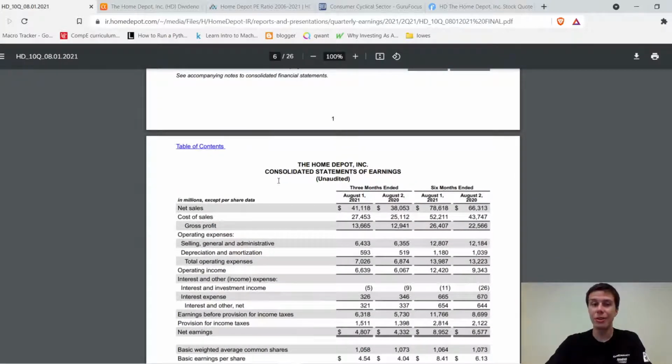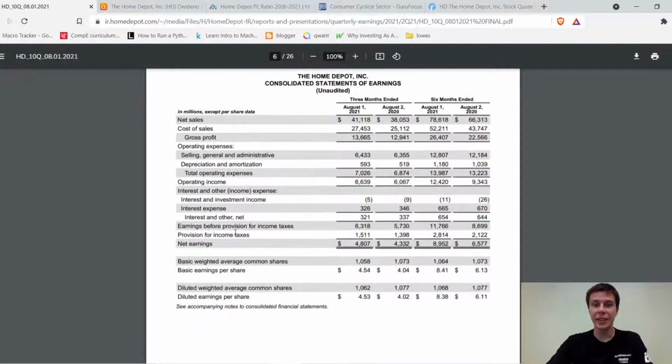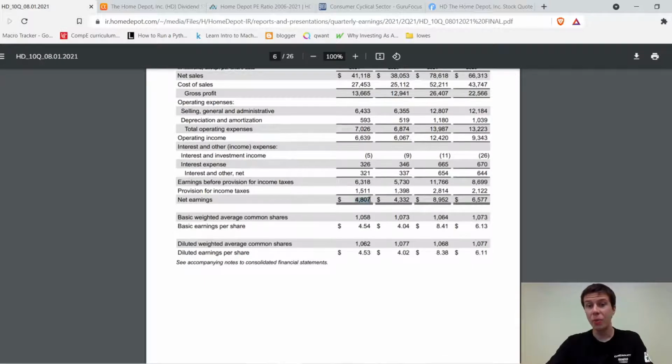And right down here is the statement of earnings. So net sales for the quarter around $41 billion, which seems like a lot of sales to me, so that's pretty cool. This was definitely up from last year, which was around $38 billion. And gross profits were up as well, from about 12.9 billion last year to 13.7 this year. And then when operating expenses are taken into account, operating income is at around $6.6 billion compared to $6 billion last year. And then when you take into account interest and income taxes, the net income there is $4.8 billion this year compared to $4.3 billion for last year.